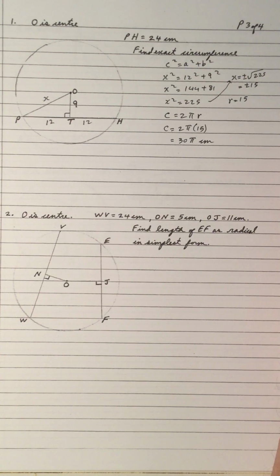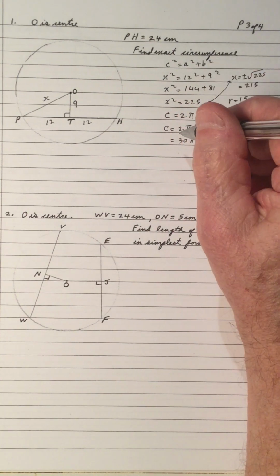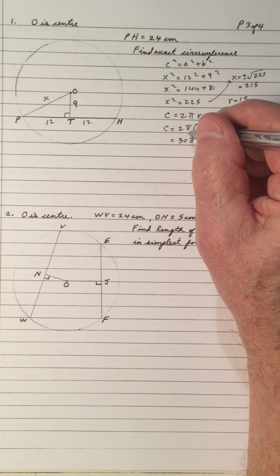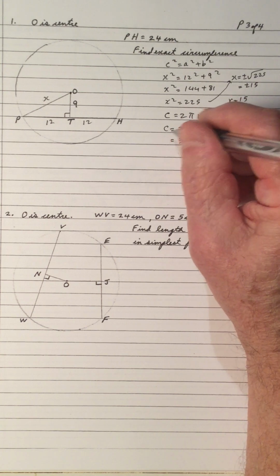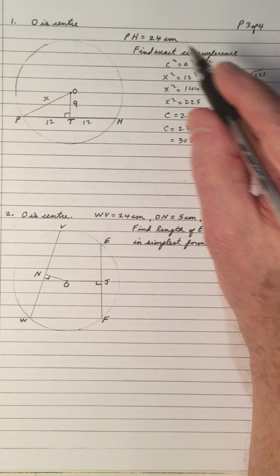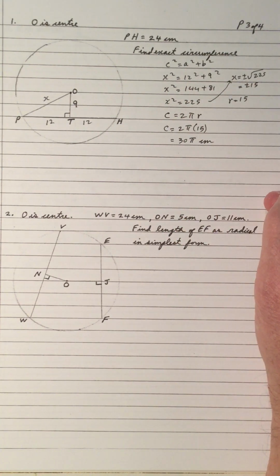As the exact circumference. Exact means leave pi. Don't change pi. If you change pi to 3.14, then you're going to get an approximation. So to be exact, you need pi in your answer.